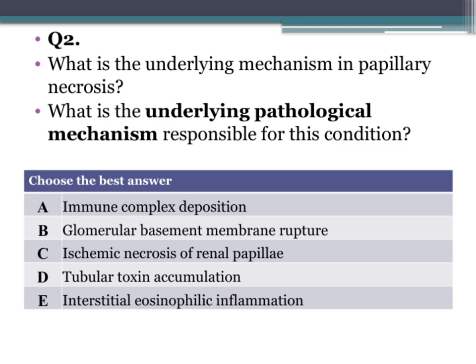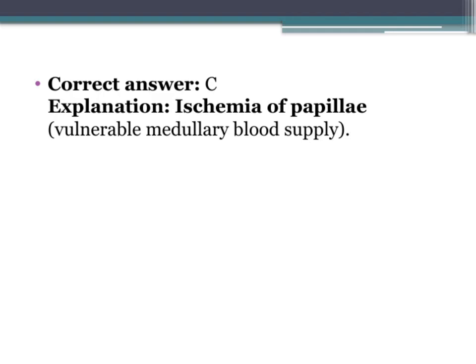Essentially, when the blood flow is reduced or interrupted, the tissue can't get the oxygen and nutrients it needs, leading to necrosis. This process is important because it explains the underlying pathology of papillary necrosis, connecting to the overall theme of renal tissue injury. Recognizing ischemia as the key mechanism helps us understand potential risk factors and clinical presentations. The correct answer here is C.